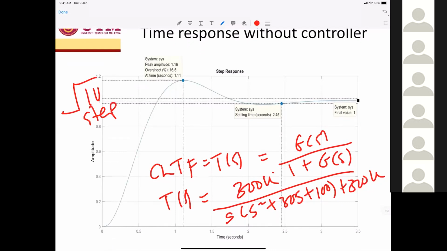Yes, what is the peak time? 1.11 seconds. Yes, Doctor, what is the settling time? 2.45 seconds. Okay.